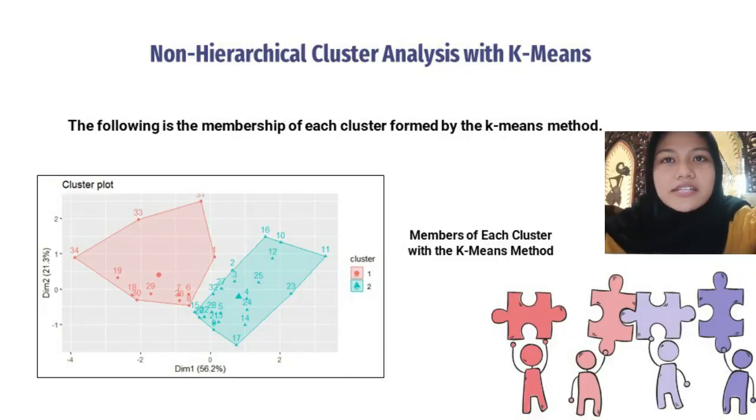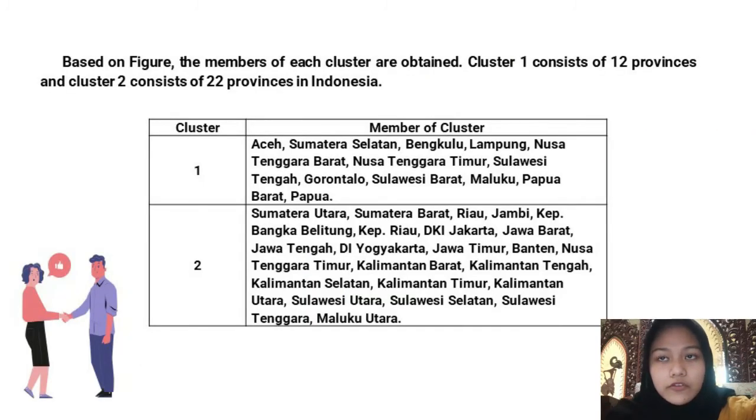Non-hierarchical cluster analysis with k-means. The following is the membership of each cluster formed by the k-means method, and here is the picture of the members of each cluster with the k-means method. Based on the figure, the members of each cluster are obtained. Cluster 1 consists of 12 provinces and cluster 2 consists of 22 provinces in Indonesia.